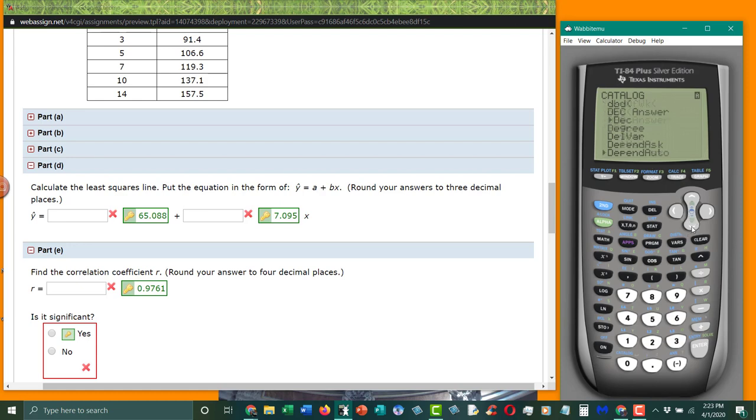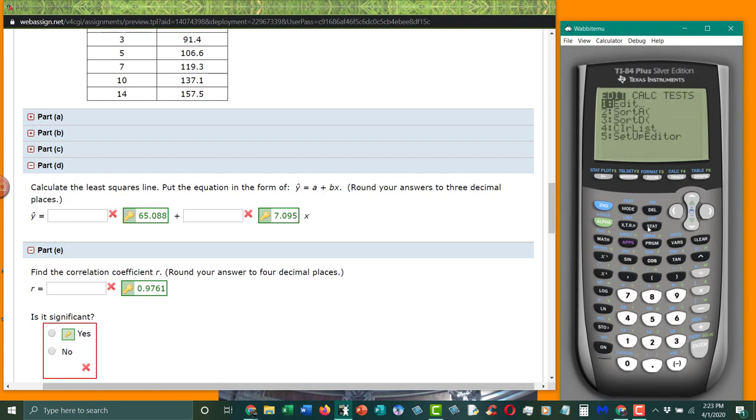And we just need to scroll down to diagnostic on. We need to turn diagnostic on. And so when we hit enter, it says diagnostic on. We hit enter again, it says done. Doesn't look like anything has changed until we do our regression again.